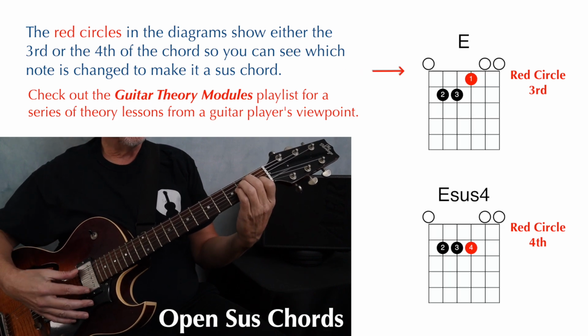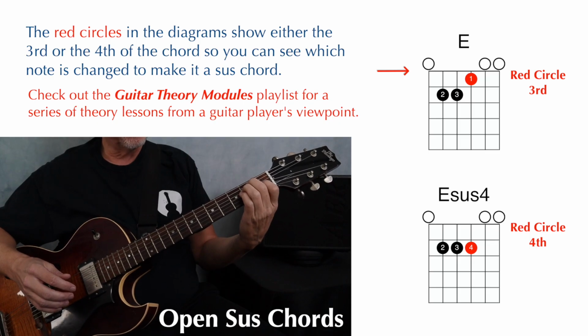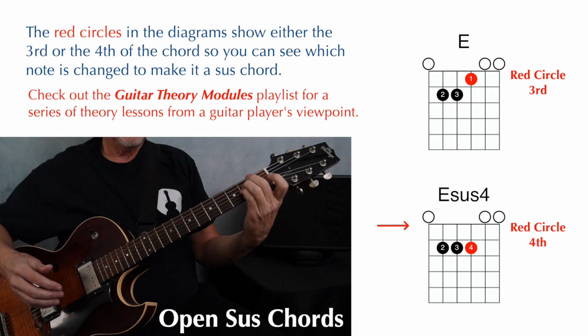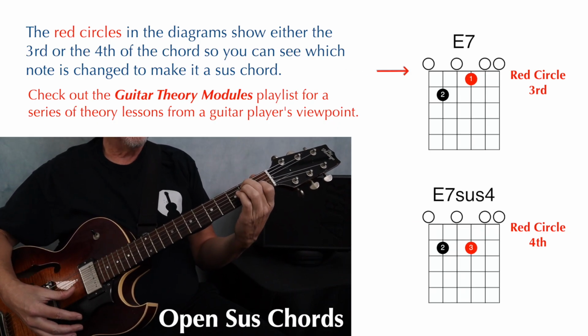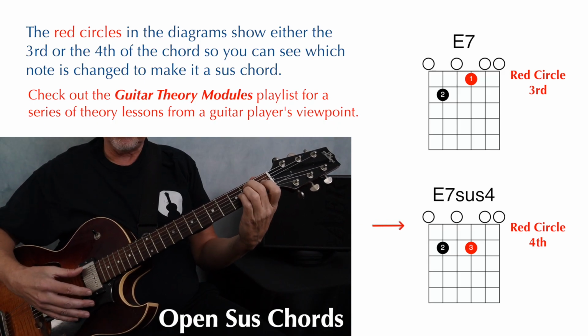E major chord. This time our third is on the third string. Raise that. E sus 4, or E sus. E7. Third's in the same place. Raise it for an E7 sus 4.